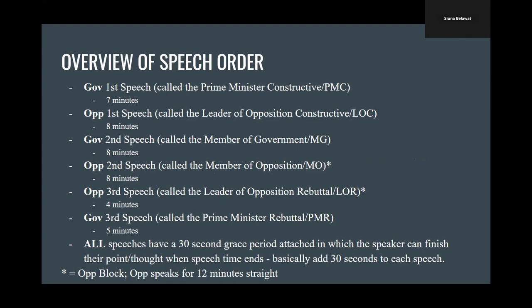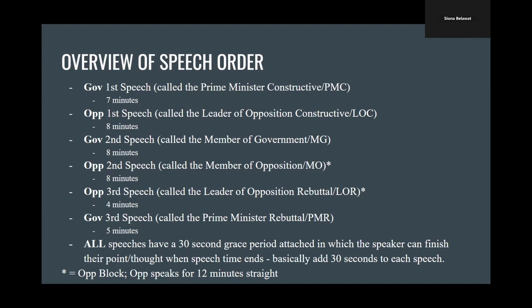Then there's the Op first speaker giving the Op third speech. Now, if you will notice, this is an 8 minute block. That means it is an op block where the op speaks for 12 minutes straight. We'll be going over how you can use this to your advantage, and also how the government can use all their time to avoid the unfair advantage that the opposition gets speaking for 8 minutes straight. But that is one thing with parliamentary debate. And then the last speech is given by the government first speaker, which is the Gov third speech.